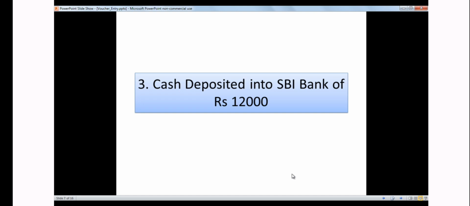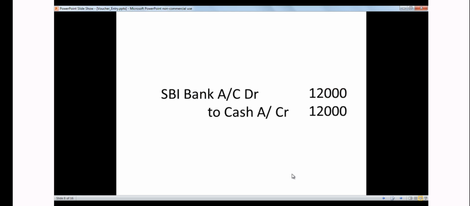Now another golden rule which says debit the receiver and credit the giver. Here SBI Bank is the receiver and cash account is the giver. So the entry is going to be SBI Bank account debit to cash account credit.